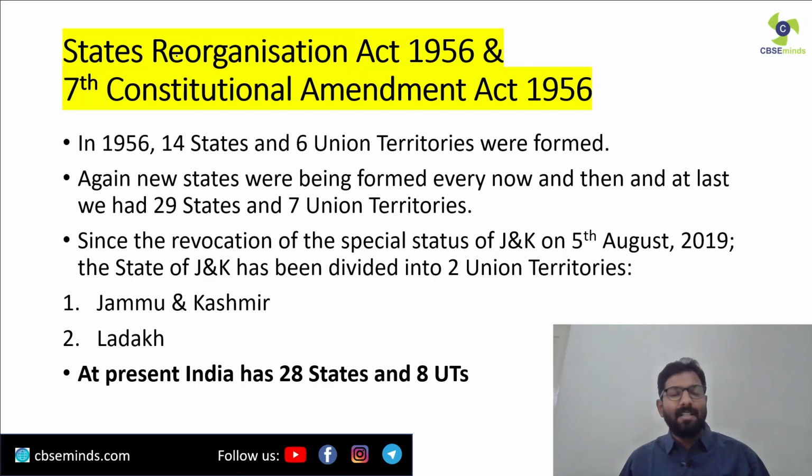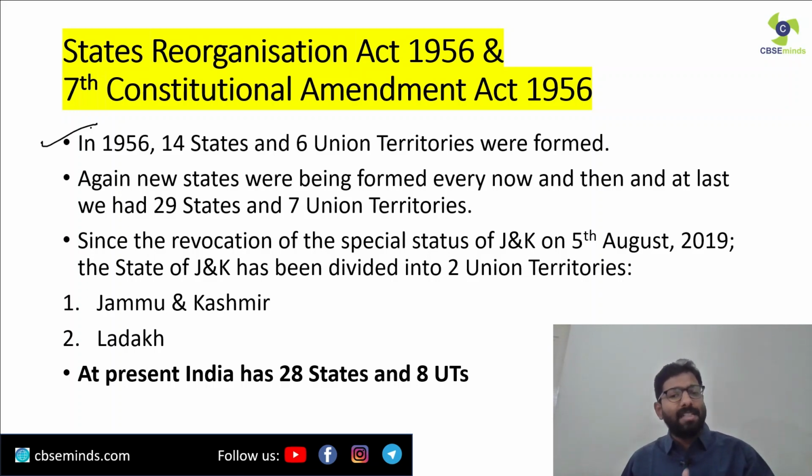Now through this act, all the states of India, you can say there was a major overhaul of the states, and then 14 states and 6 union territories were formed. So this was the first time that union territory was created in India, clear? So always remember that in 1956, after the passage of the States Reorganization Act, India was divided into 14 states and 6 union territories. Now after 1956, there were again many states which were being formed every now and then, at last we were having 29 states and 7 union territories.